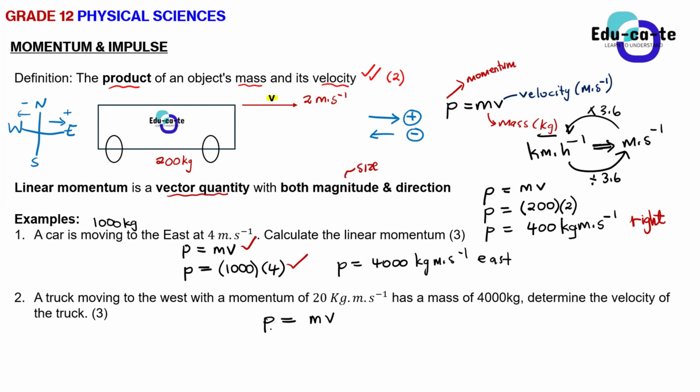What are we going to write on the momentum P? 20. What are we going to write? We first decide on the direction. Yes, guys, you first decide on the direction. Momentum is a vector quantity, so you must treat it with its direction. If you just put the 20 exactly as it is, you are saying that it's going to the positive direction. In this case, remember that we have assigned east as positive, right? And west is what?